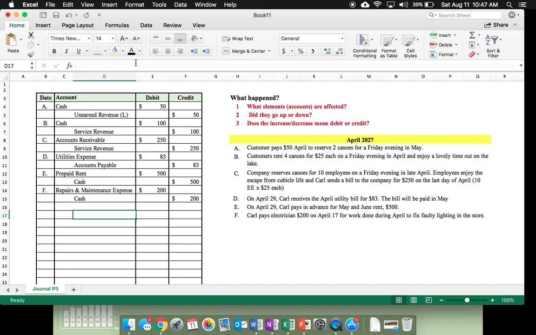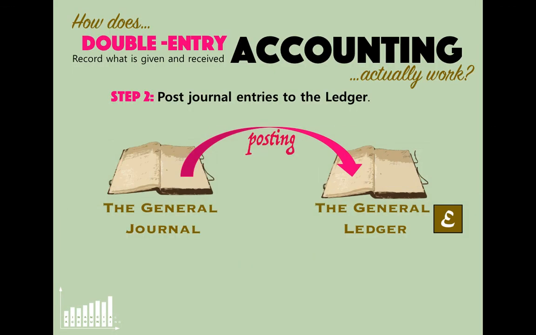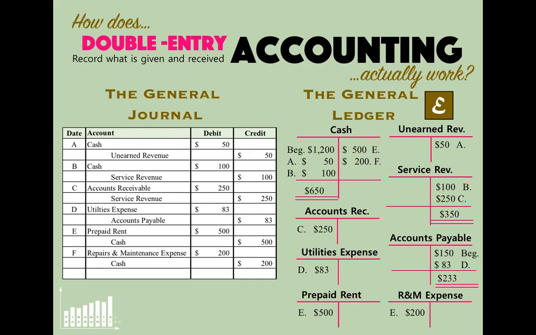Now let's take a look at the overall effect of this. So here's the journal entries. Okay, again, we have cash and unearned revenue, cash and service revenue, accounts receivable and service revenue, utilities expense and accounts payable, prepaid rent and cash, and repairs expense and cash. Now, once we post these transactions into the general ledger, we have updated account balances as shown by these T accounts here on the right.